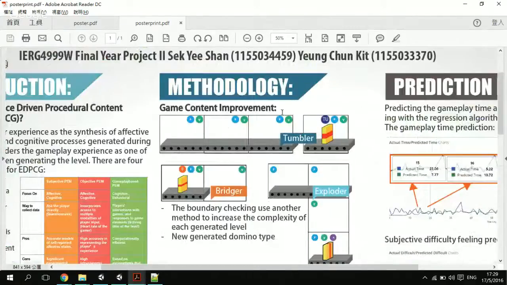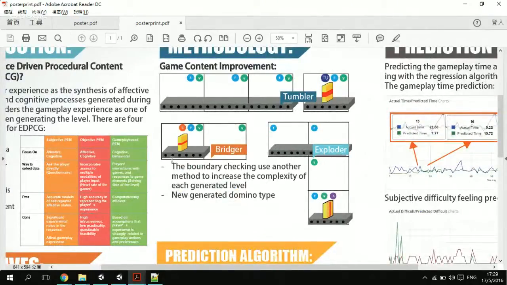Here is the pattern of the domino pieces of the new types of domino. This is the tumbler, which requires two generating methods. This is the picture, and then the exploder. Apart from the domino pieces, we also modified our boundary system. In the last semester, we set up the grid before the game was implemented. In this semester, we did not set up the grid beforehand. We generate the game level grid by grid, until the total width of all the grids extends beyond the boundary, and then it will stop generating more dominoes.